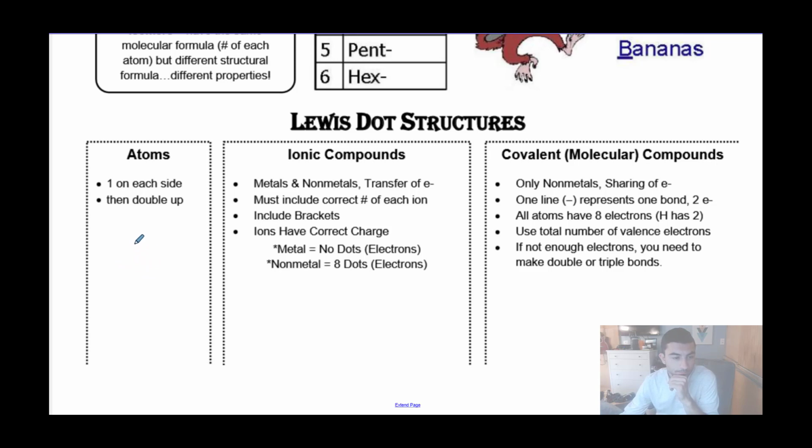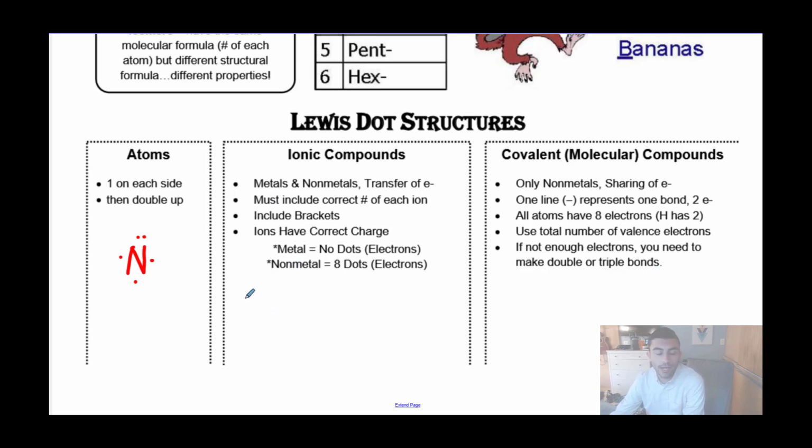So if we're drawing just a Lewis dot structure for an atom, we're going to have the symbol for the atom. So I'm going to draw a dot structure for nitrogen. And then we have to draw dots representing the valence electrons, right? And nitrogen has 5 valence electrons. So remember that we put 1 dot on each side, and then we start to double up. So nitrogen's 5 valence electrons would be shown like that.